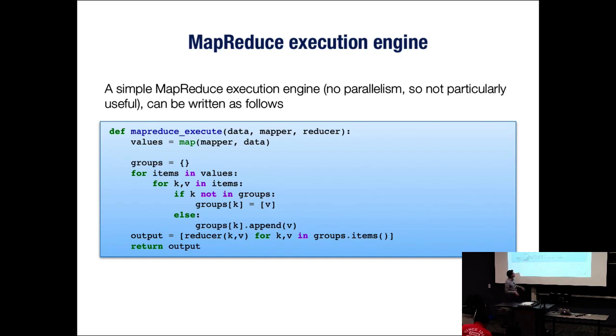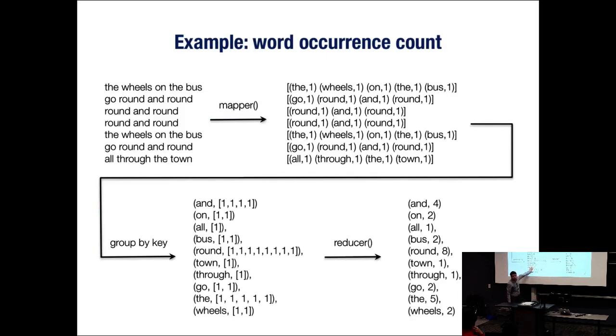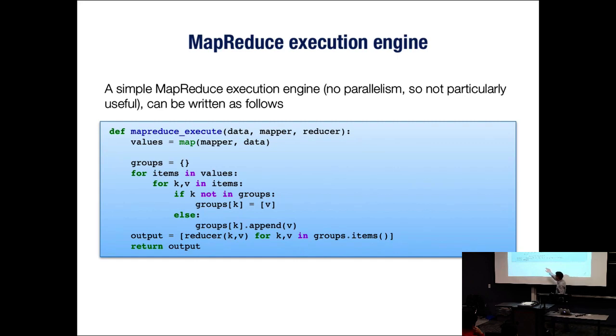If the key is not already in groups, then I add it, as a new list with just that one value. If it's already in there, then I append that value to the groups entry for that key. And this part up to here is what would create this output. So groups is actually a dictionary where these are the keys, and these things here are the values. And then finally, I get my final output by applying the reducer function, passing both the key and value pair to the reducer for all the key value pairs in my dictionary.